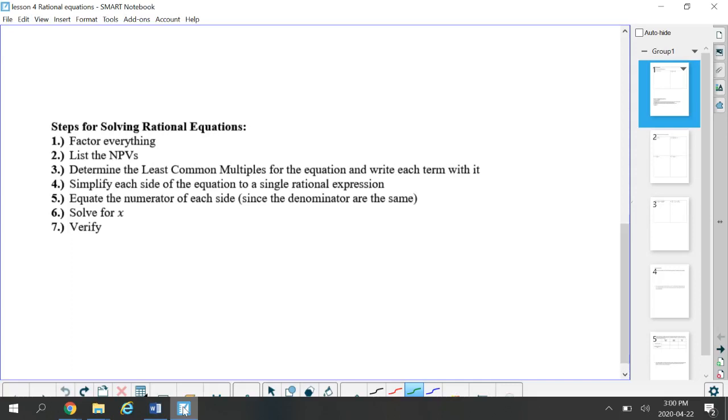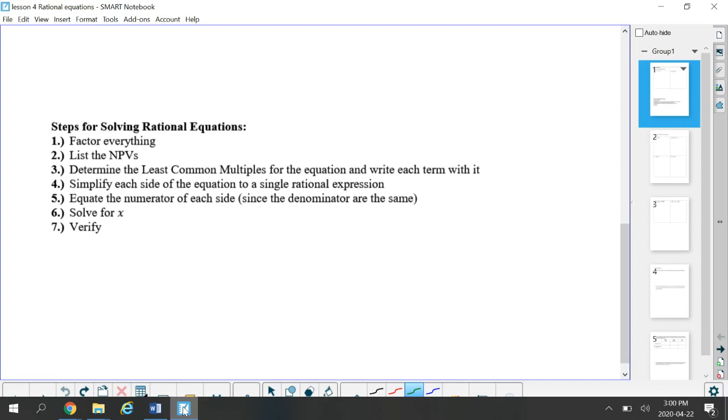Lesson 4, rational equations, is our last lesson on rationals. In our first three lessons, we dealt a lot with rational expressions, and you know that a rational expression has no equal to sign because a rational expression is not a full equation. But in this lesson, we will be dealing with the equal to sign.